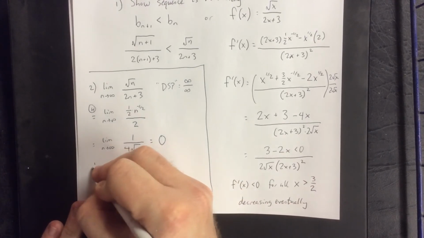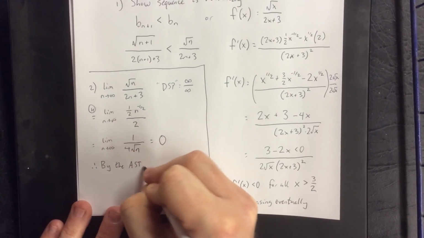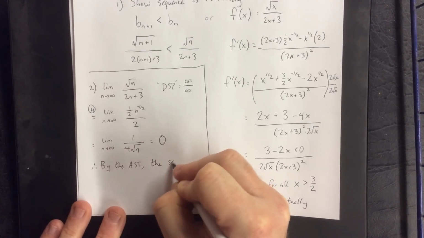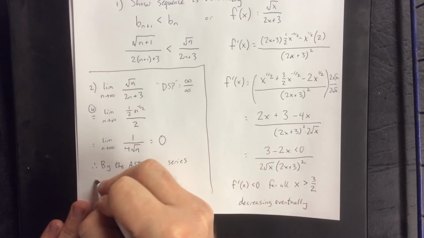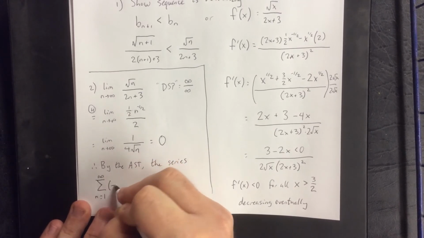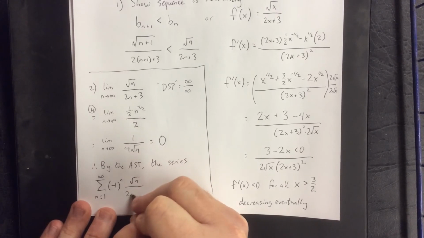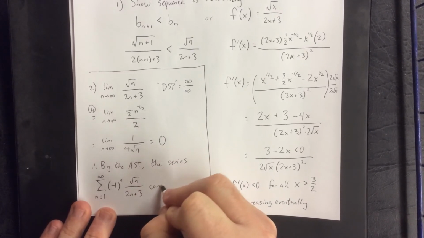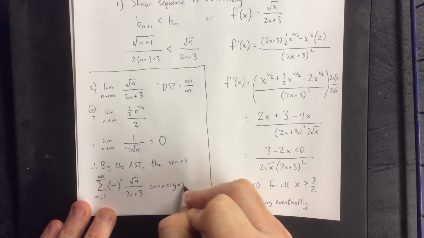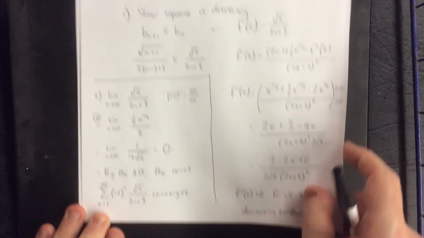Therefore, by the alternating series test, the original alternating series, sum from n equals 1 to infinity of negative 1 to the n power times the square root of n over 2n plus 3 converges. As soon as we show the sequence is decreasing and the sequence converges to 0, the alternating series test says we good.